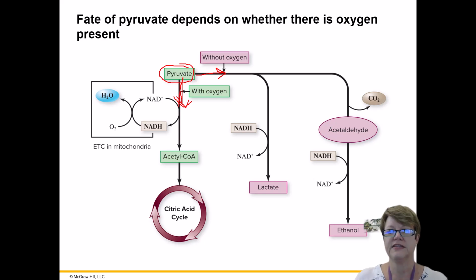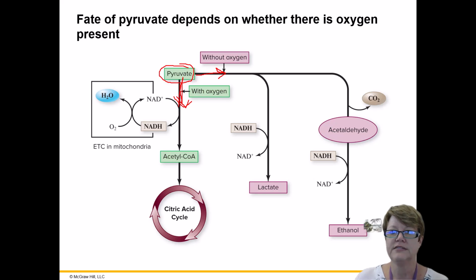So they're just depicting it as this decision point, this fork in the road, in which whether or not a cell has oxygen available can determine what happens next to pyruvate. So glycolysis is common to all cells, but then the fate of pyruvate after that point depends on the details of what that particular cell has available.